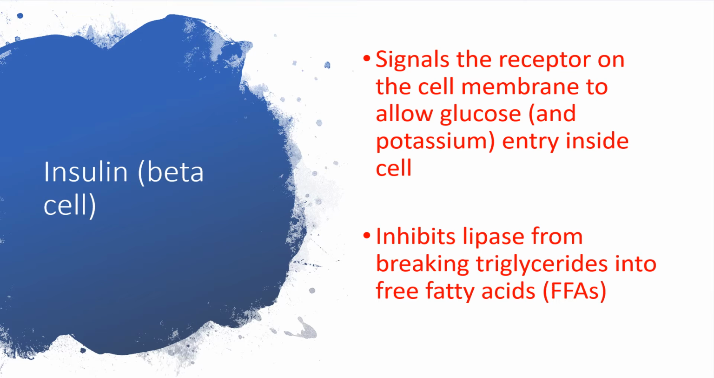Insulin is a hormone that is released by the beta cells. Now, the beta cells lie in close contact with the alpha cells in the pancreatic islets. And we know that insulin is the main player for getting glucose inside the cell for cellular metabolism of glucose. But it also has another very important function, and that is the inhibition of lipase from breaking down triglycerides into free fatty acids.